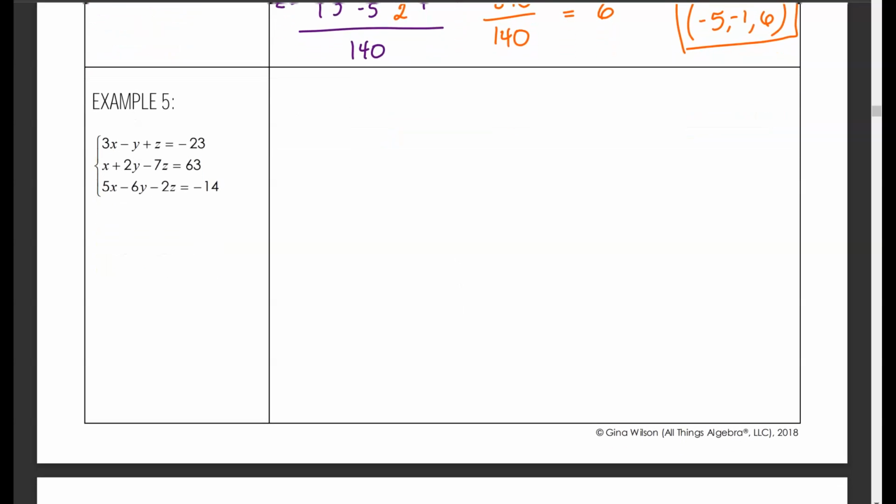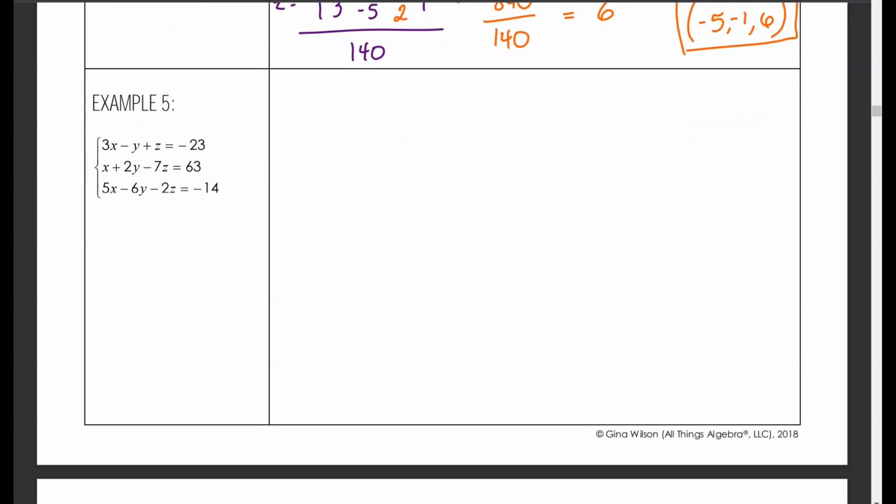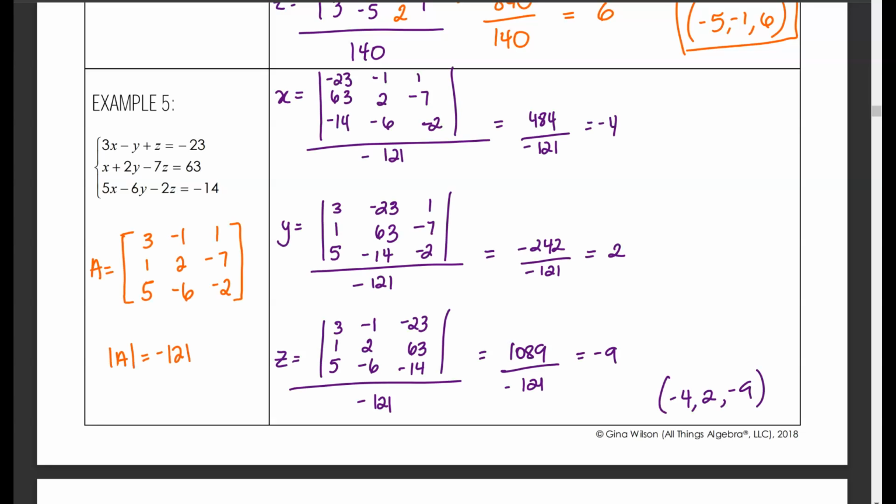All right. Take a moment and try this one and see as far as you can get. And then you'll have all the solutions here for you in a second. So go ahead and pause the video and try this out. All right, how did it turn out? Is this what you got? The determinant of A to be negative 121 and your solution to be negative 4, 2, and negative 9. All right, hopefully that worked out.